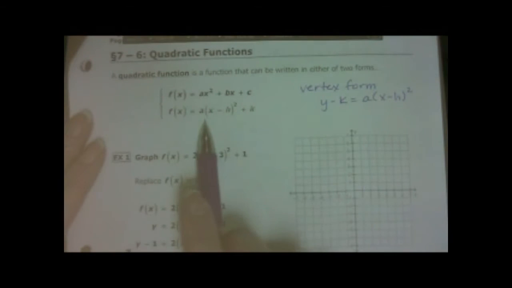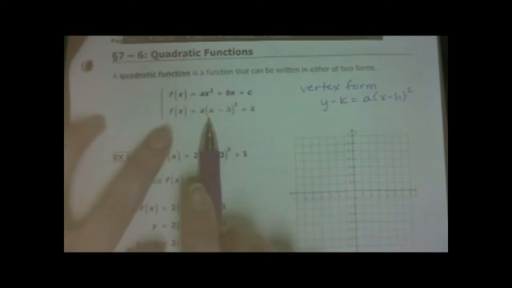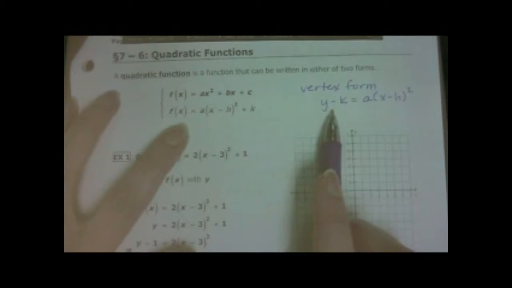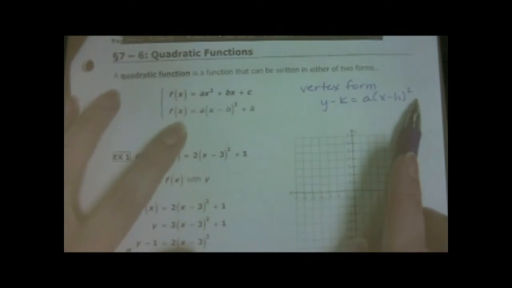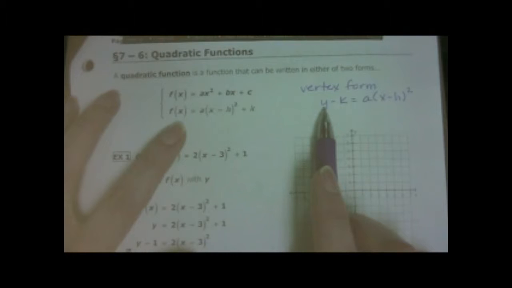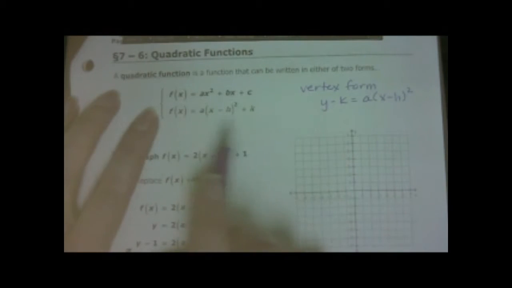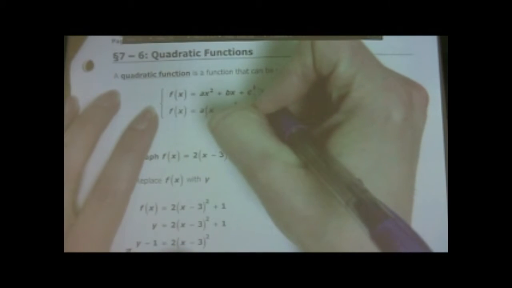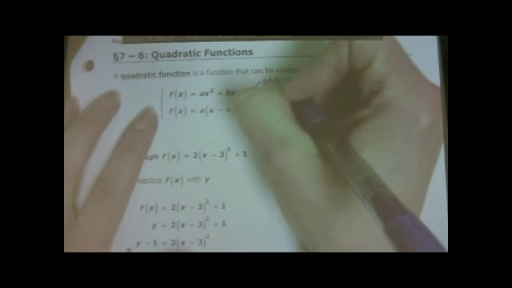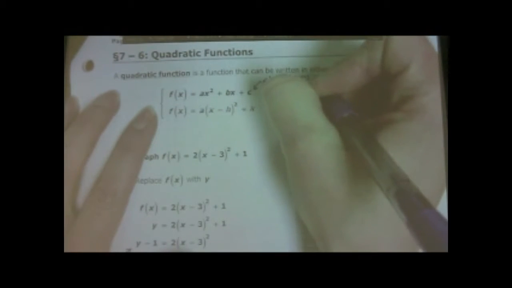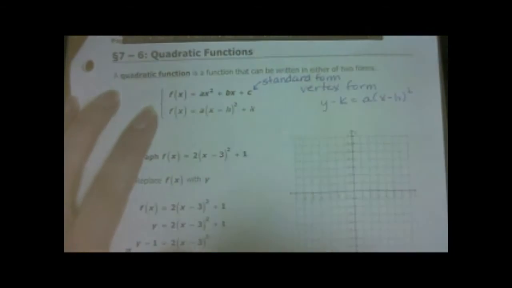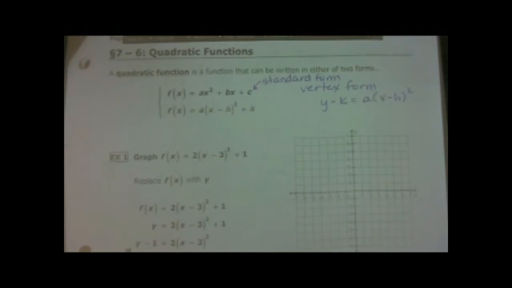Here's the other way that it can be written, and this actually comes from the vertex form of the equation. The only difference is we add k to both sides so that we have y by itself over here and then plus k over here. And we change the y to f of x, because y does equal f of x. So that's the only difference. This is really close to vertex form, but this form right here is what we call standard form. So the first one we're going to start with is this form right here.